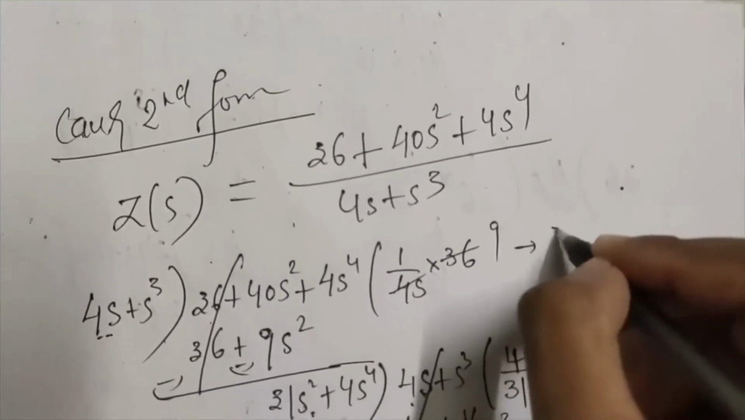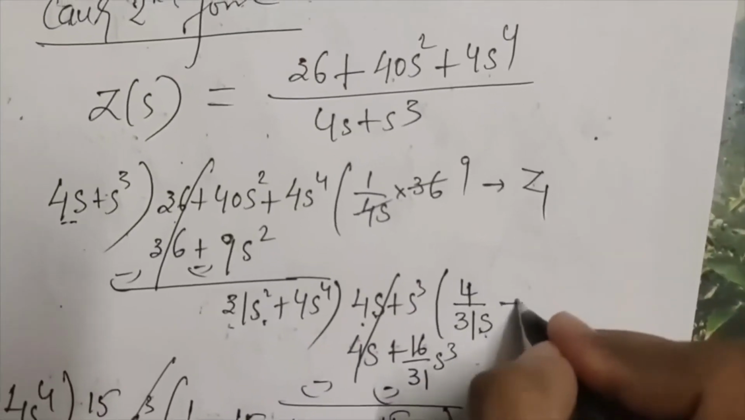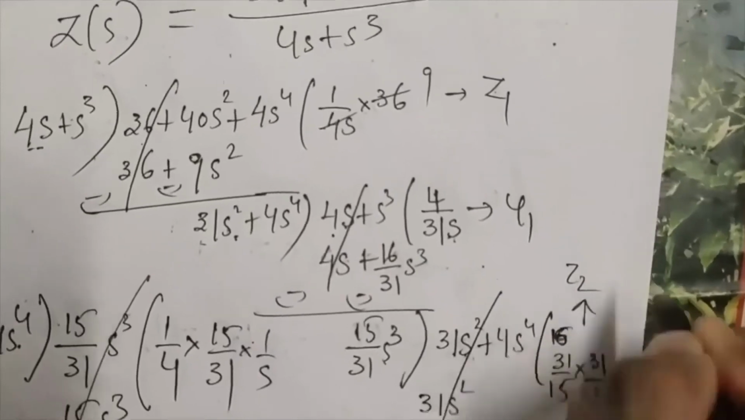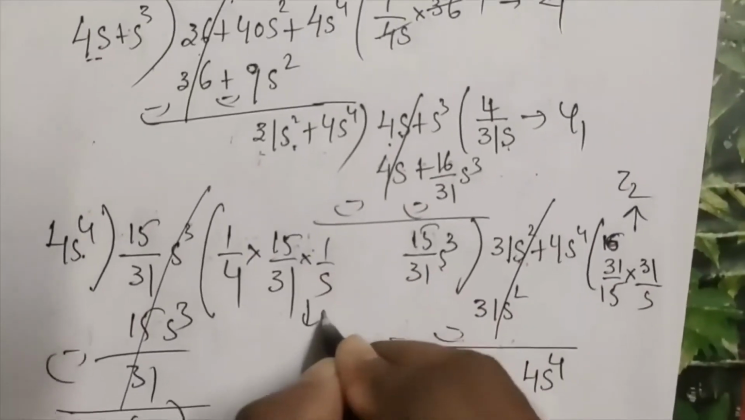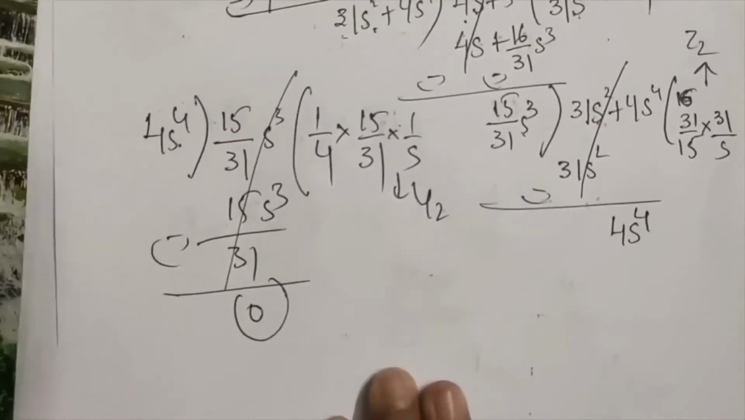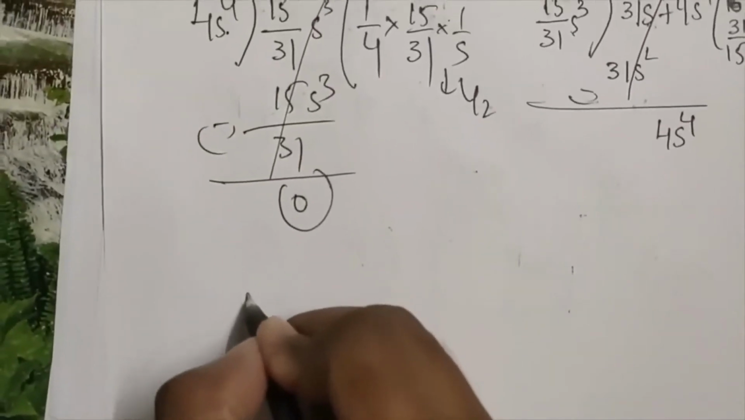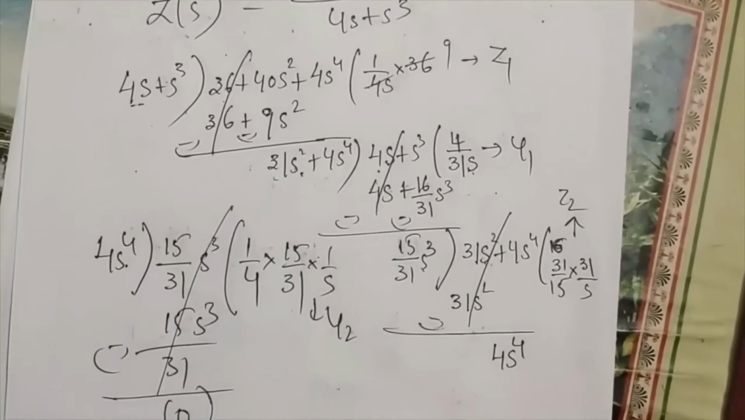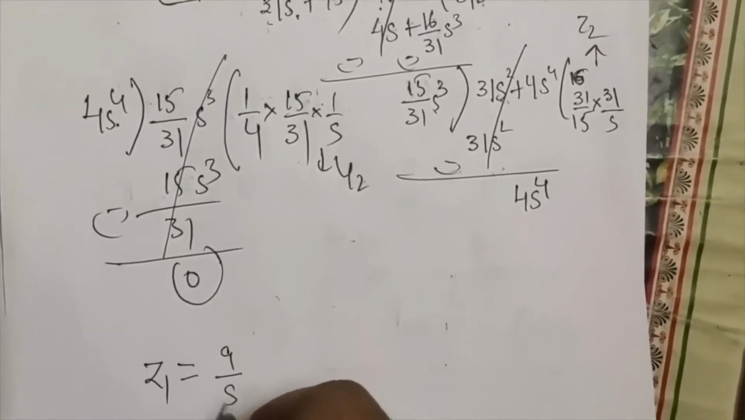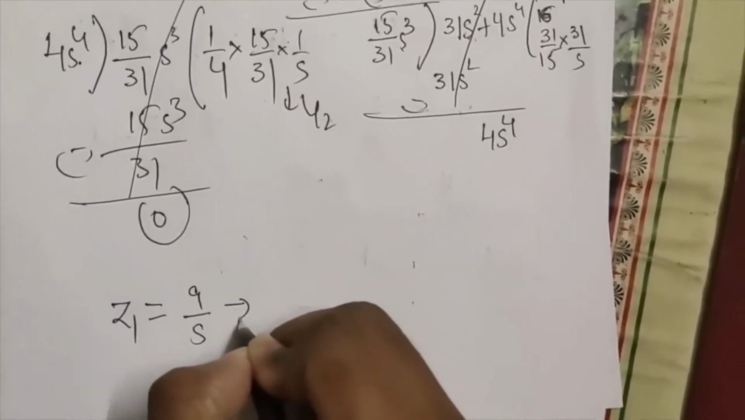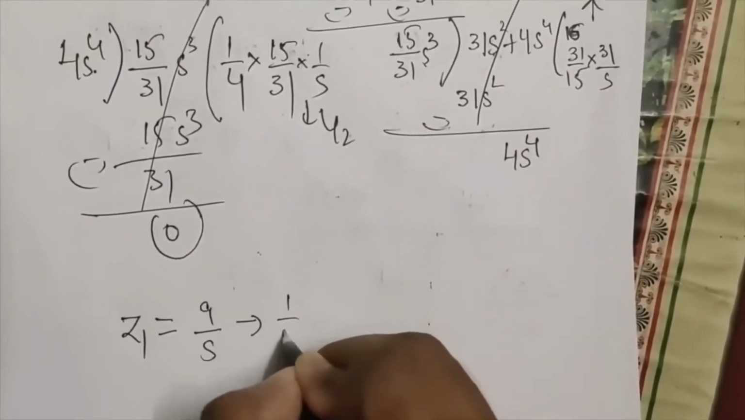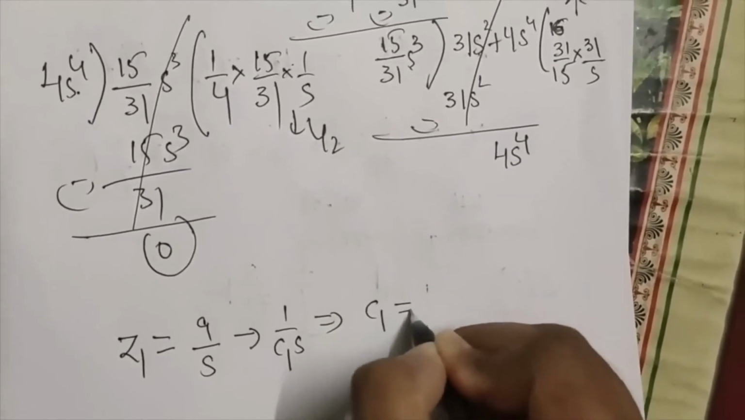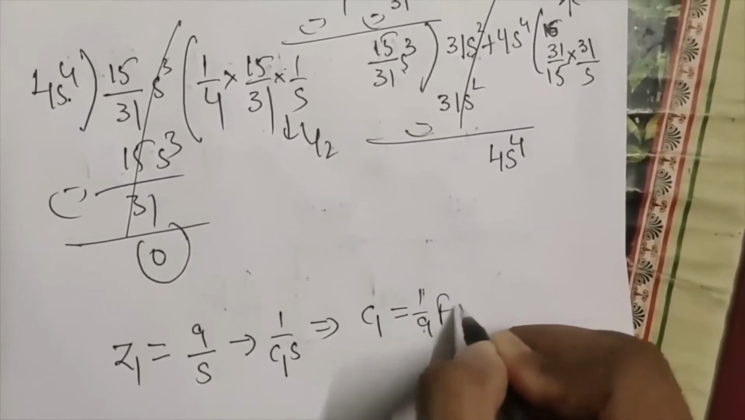This is Z1, since we have done on impedance function. This is Y1, this is Z2, and this is Y2. So Z1, we have got 9 by S, which is in the form of 1 by C1S. So the first element is a capacitor of value 1 by 9 farads.